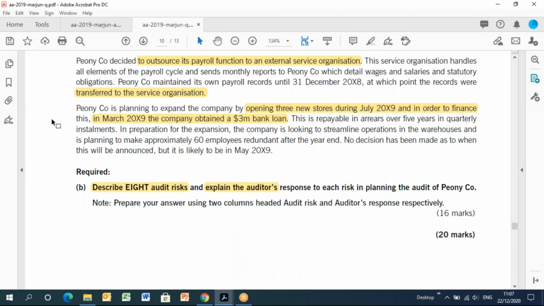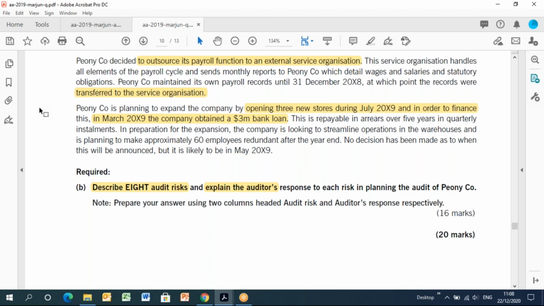If we move on, it says that the audit client is planning to expand the company by opening 3 new stores during July. And in order to finance this, in March, the company obtained a loan. So the company took a loan to expand, and this expansion is due to take place in July. As we know, we classify current assets and current liabilities if they will occur within 1 year from the end of the reporting period. So it might be that the classification of the loan is wrong, which may lead to over or understatement of current liabilities. So you should say as a recommendation, as a response, the auditor should ensure that the loan is split between the current and non-current, because it might be that most of the loan will be a current liability rather than a non-current liability.